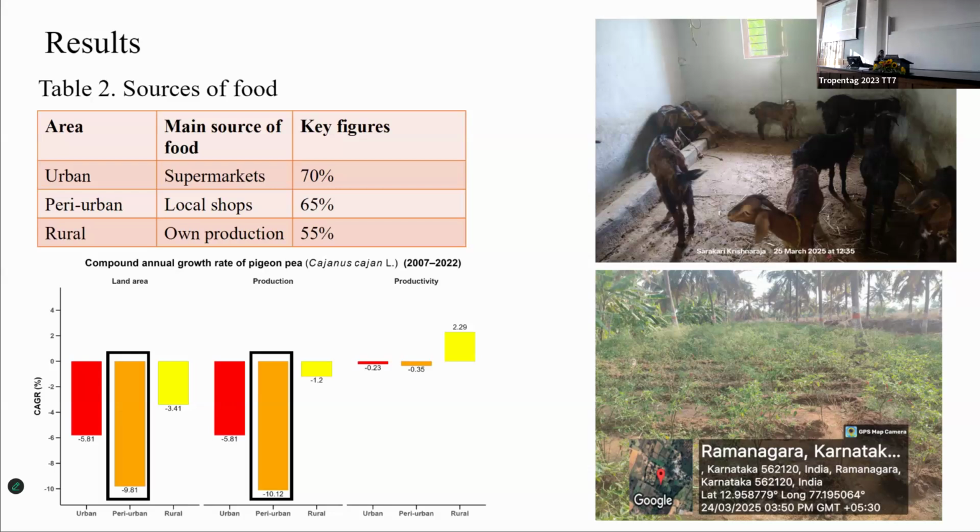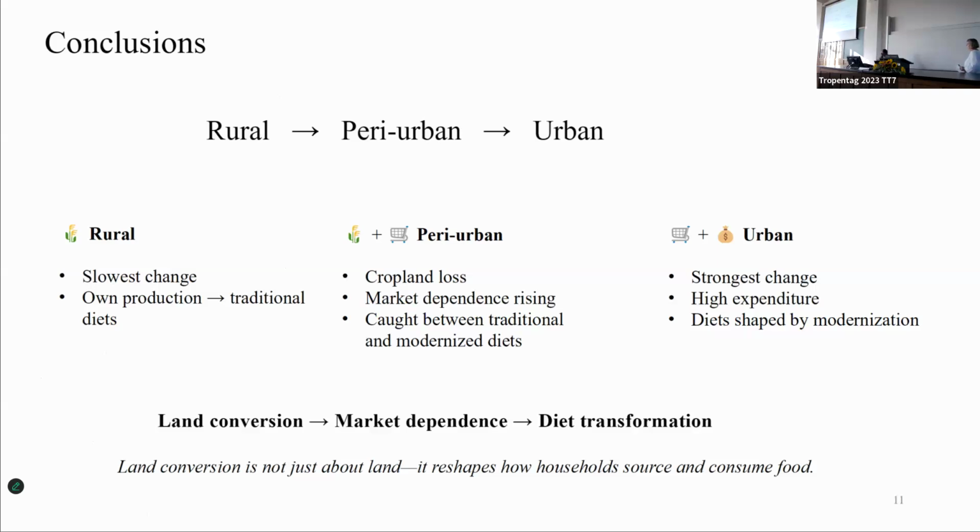So I would like to conclude the study: from the rural area, which has the slowest change, sticking to their own production, to peri-urban, which is also seeing cropland loss and a bit of rising market dependence, it's just caught between the traditional and modernized diets. And the urban people, they have no land, so the food has changed, but with high expenditure because they're earning more, and the diets have been completely shaped by urbanization and modernization.